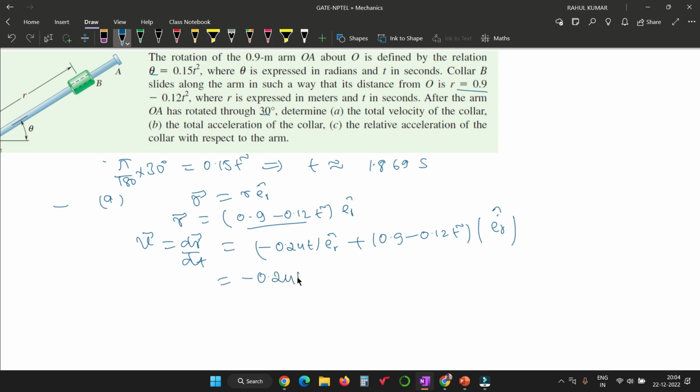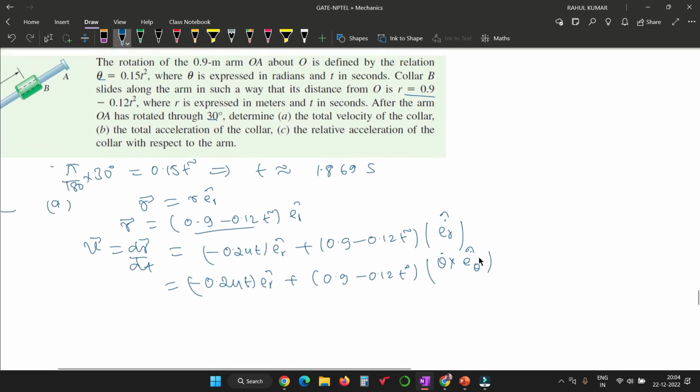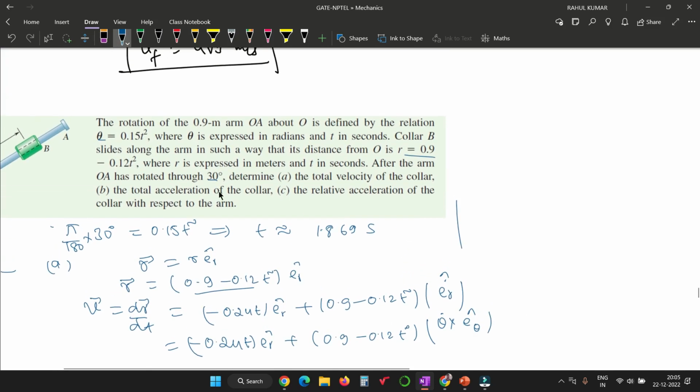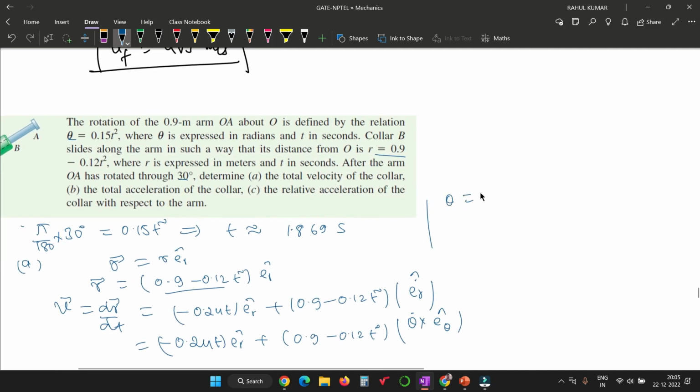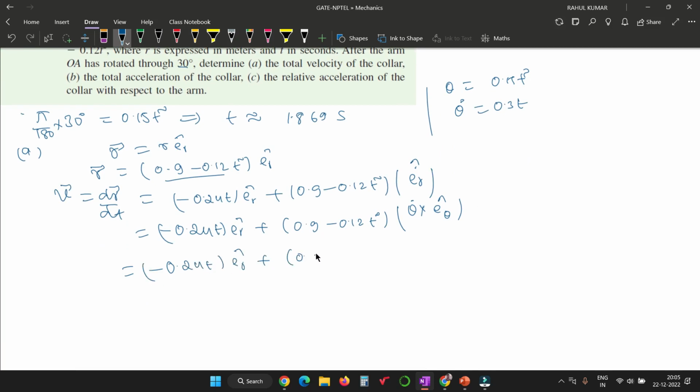So minus 0.24 t e_r plus 0.9 minus 0.12 t square, and e_r dot is what? Theta dot into e_theta cap, right? Only e cap. Now you need the derivative of theta. Theta is 0.15 t square. Theta dot is 0.3 t. Now just substitute this: minus 0.24 t e_r plus 0.9 minus 0.12 t square, times 0.3 t e_theta cap.